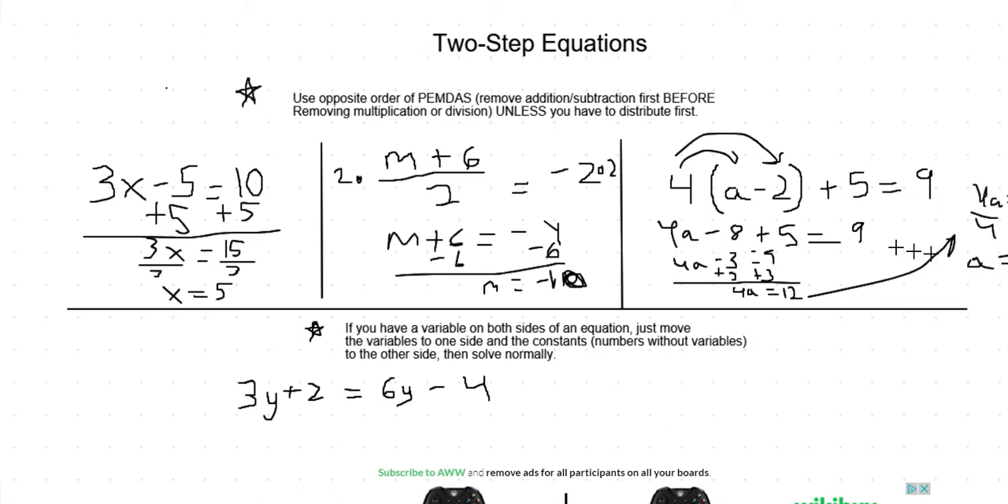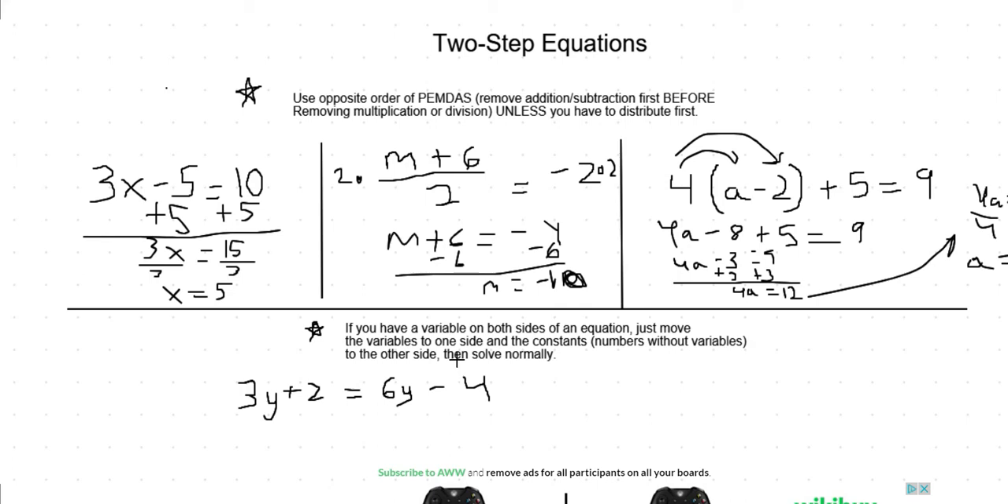And to check my answer, 4 times what number minus 2 plus 5 is 9. So 3 minus 2 would be in parentheses. 3 minus 2 is 1. 4 times 1 is 4. 4 plus 5 is 9. So that checks out.